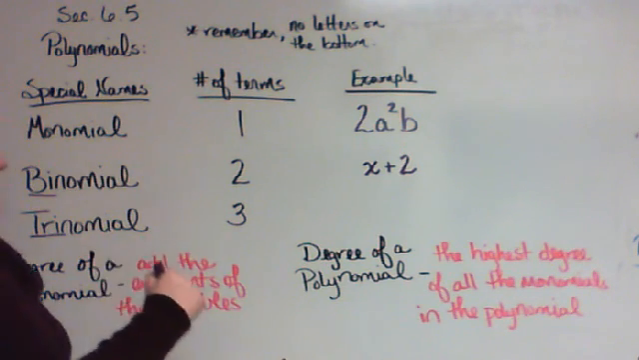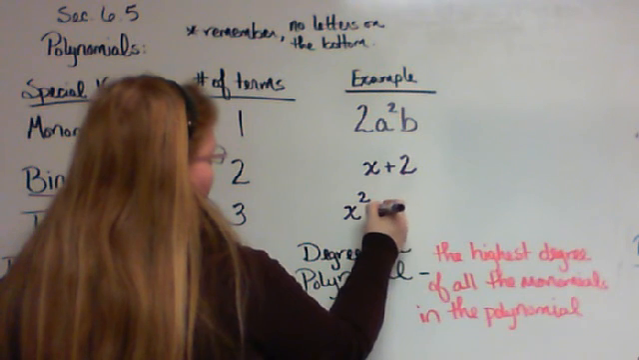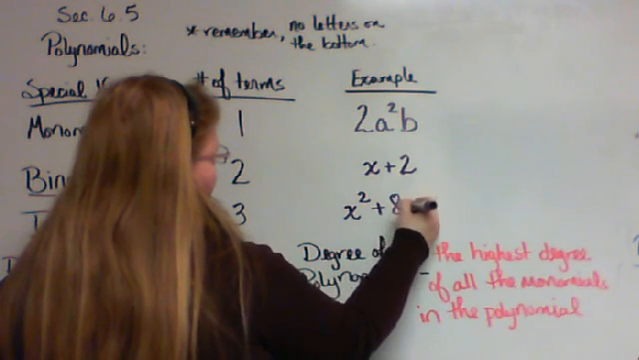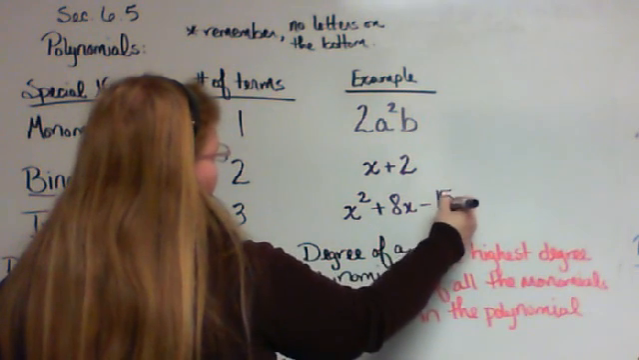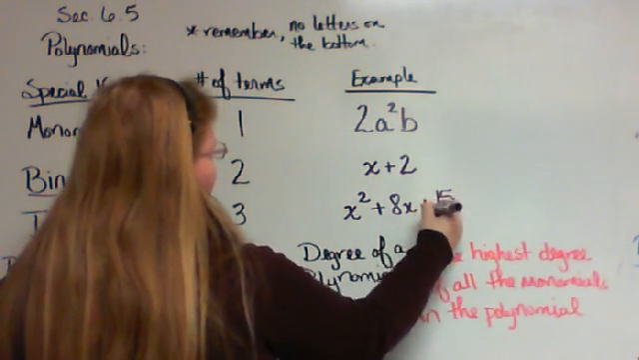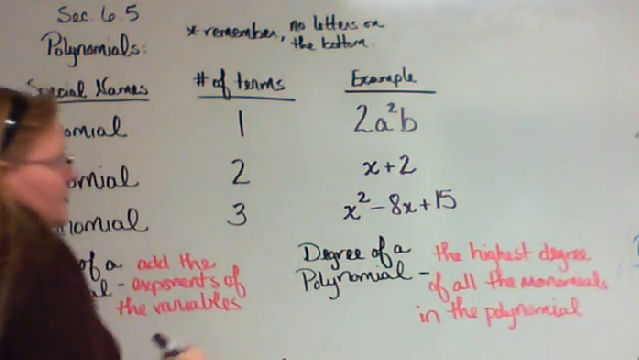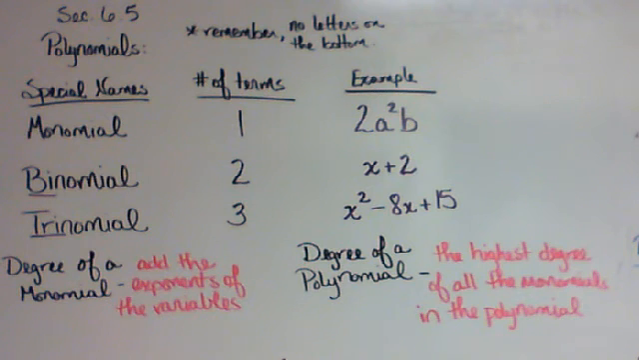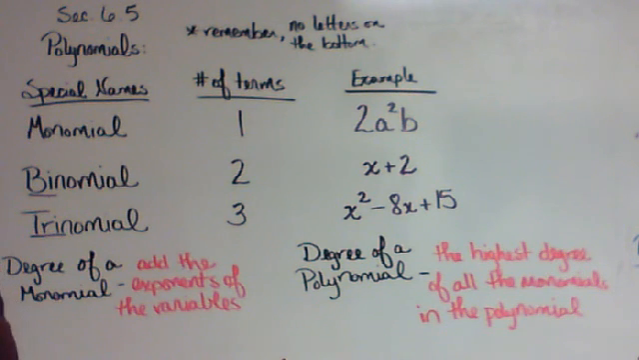For a trinomial, an example that you'll see a lot is something like x squared plus 8x minus 15. I'll change it. So it's x squared minus 8x plus 15. It's one of my favorite trinomials. You'll find out about that later. But it has three terms. That's what it takes in order for it to be a trinomial.